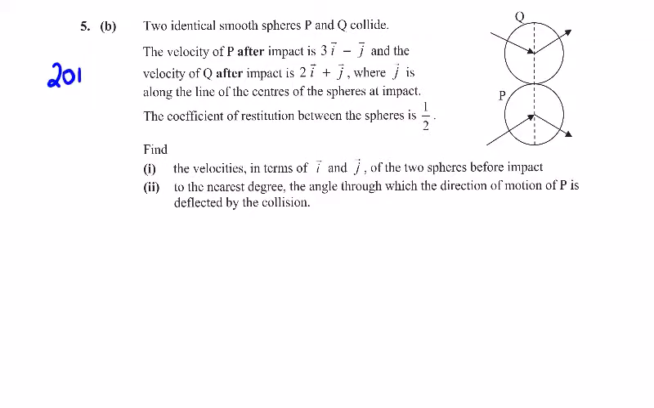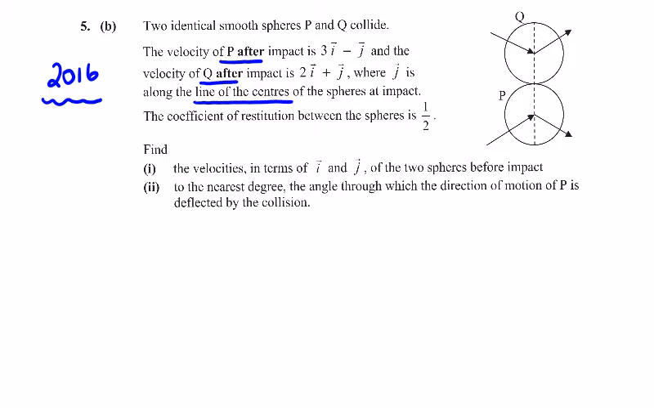This is the 2016 Impacts and Collision question 5b. We're told the velocity of P after impact and the velocity of Q after impact. J is along the line of centers in this question, so no change in the I.